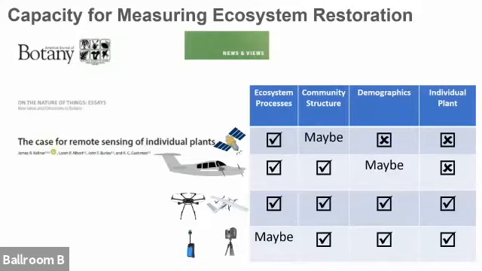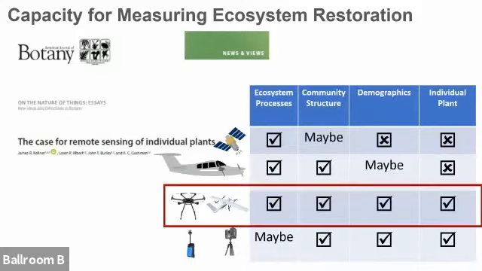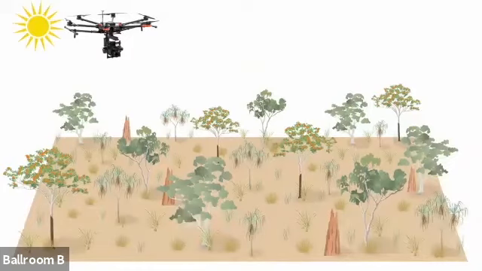So if you look at the different potential tools, we have satellites, we have manned aircraft, we have drones, and we have ground-based systems like terrestrial laser scanning. And drones check all the boxes. You can measure individual plants, you can measure demographics, you can measure community structure, and potential ecosystem processes. So what does that look like for us?